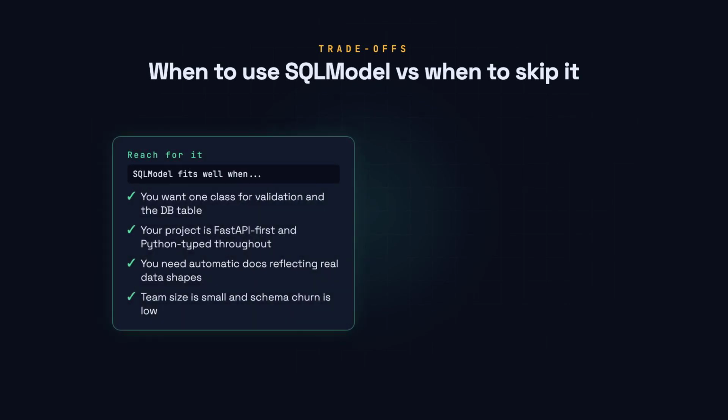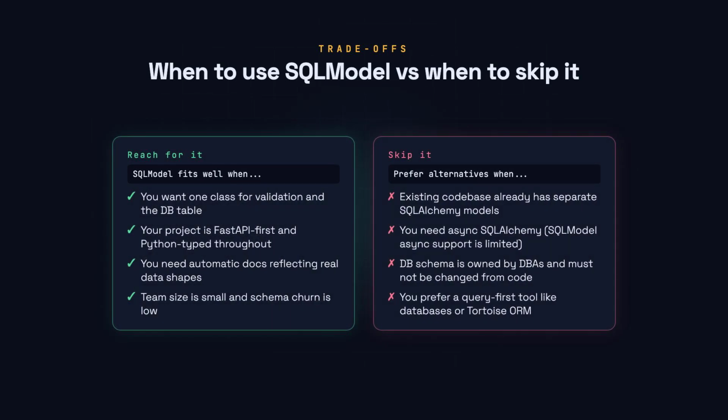SQLModel shines on greenfield FastAPI projects where you control the schema and want a single source of truth for your data shapes. The unified model means less boilerplate and automatic OpenAPI docs that match what actually goes into the database. But if your project already has a separate SQLAlchemy layer with hand-tuned models, merging them into SQLModel is more pain than gain. Also be aware that SQLModel's async support is still maturing. If you need true async database access at scale, you may be better served by SQLAlchemy's async session directly or a purpose-built async ORM.